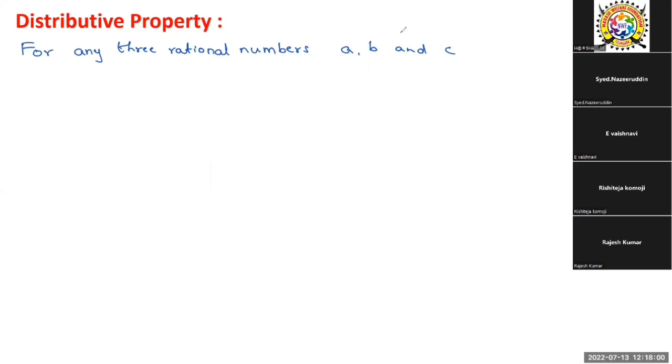distributivity under multiplication over addition, which means A into (B plus C) will be equal to A into B plus A into C. This property is known as the distributive property under multiplication over addition. How many arithmetic operators are we using here? We are using 2 arithmetic operators.